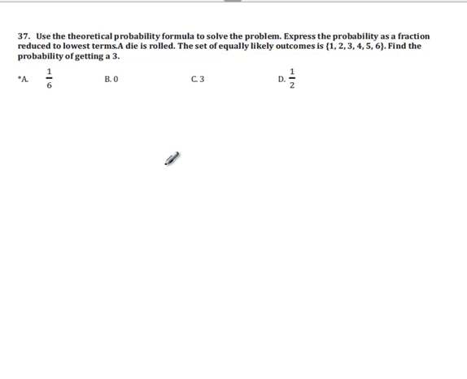So you have to know the total number of possibilities. You have to know how many outcomes there are for your specific outcome, which is just 1, because there's only 1 three possible out of 6, so the probability that you will get a 3 is 1 out of 6.